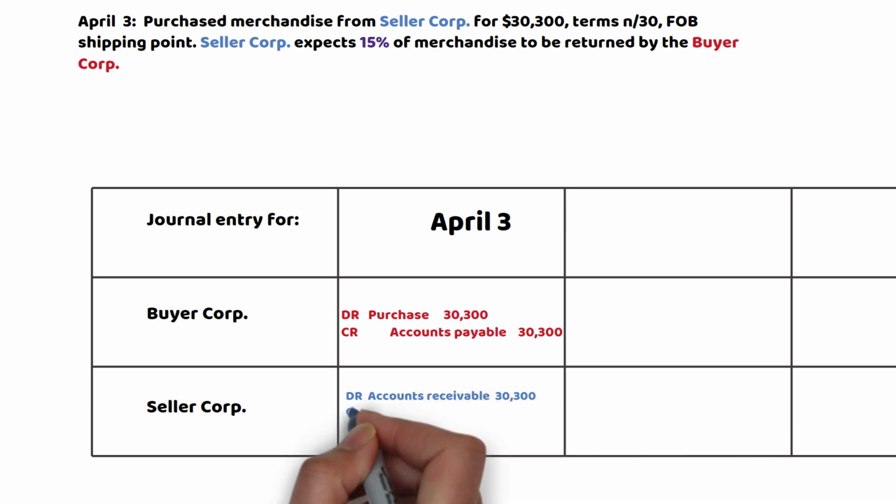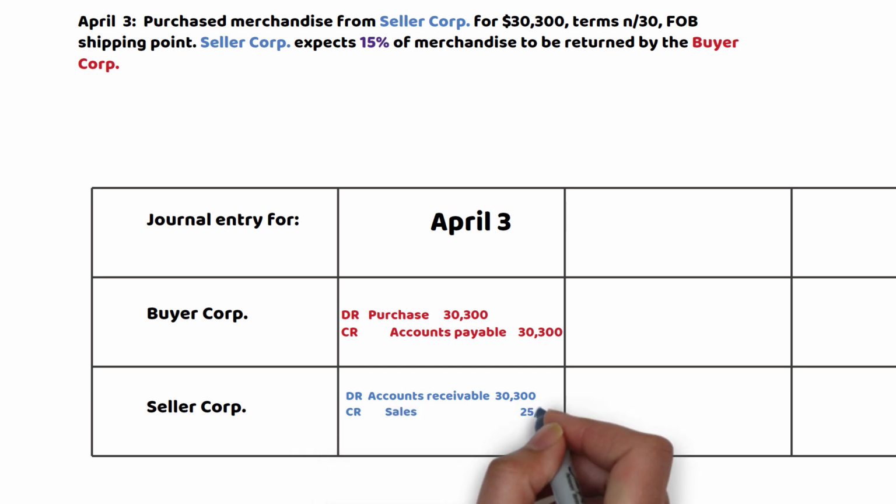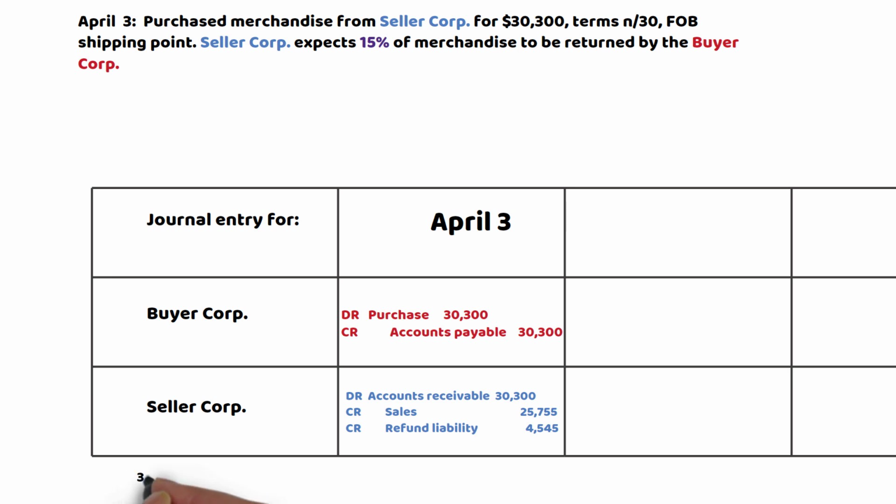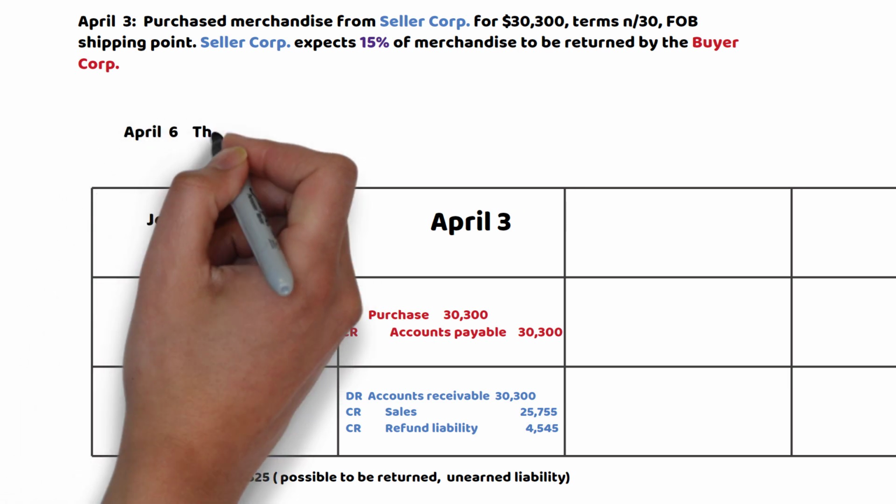For Salor Corporation, you debit accounts receivable for $30,300. You credit sales, and you credit refund liability because they are expecting 15% of the sales will be returned. Therefore, it's not earned. When I calculate 15%, that's equal to $4,545. These are possible to be returned to the seller. Therefore, it's an unearned liability. We call it refund liability. And the difference is the sales.